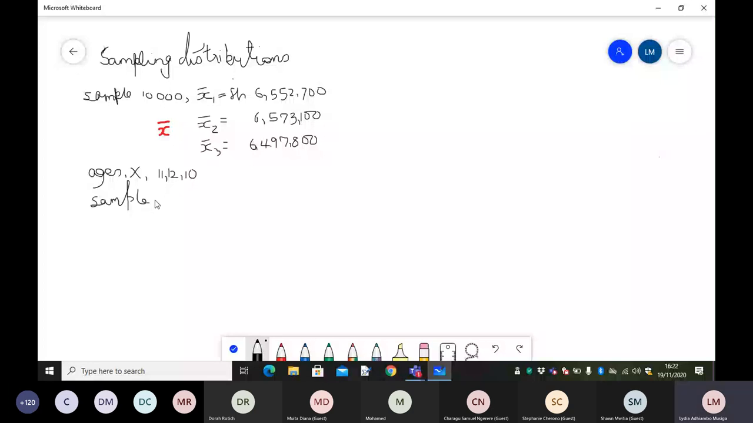How do we usually calculate sample mean X bar? This is very simple. We just sum all the observations. So X bar is just given by the sum of observations divided by the number of observations. This is how we usually calculate X bar.